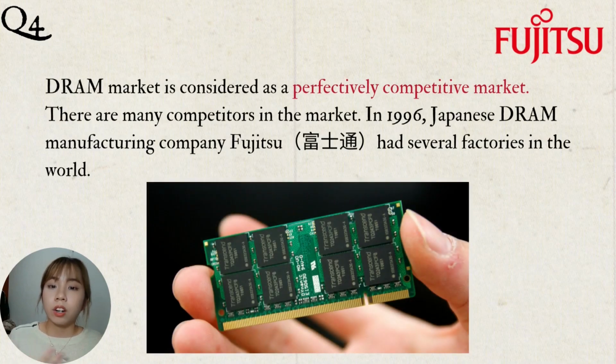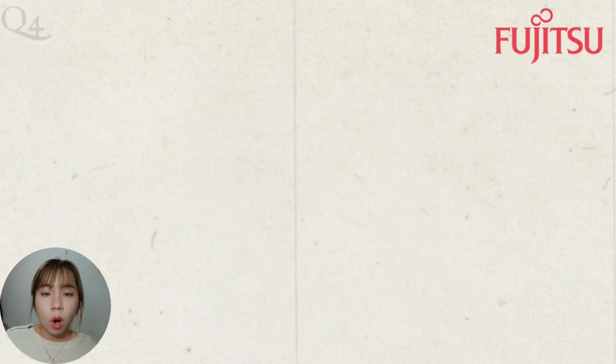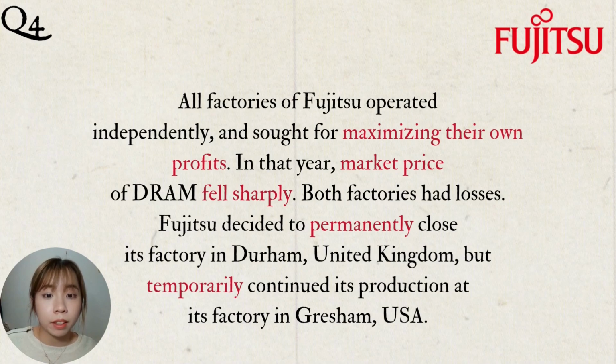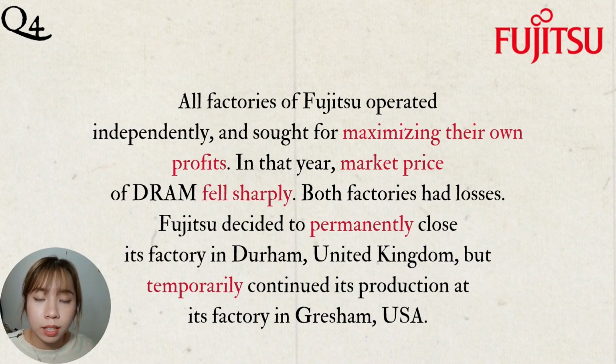So now let's start to solve the question. The drum market is considered a perfectly competitive market. Therefore, there are many competitors in the market. In 1996, the Japanese drum manufacturing company Fujitsu had several factories in the world. All factories of Fujitsu operated independently and sought to maximize their own profit. In that year, the market price of drums fell sharply. Both factories had losses. Fujitsu decided to permanently close its factory in Durham, United Kingdom, but temporarily continue its production at its factory in Gresham, USA.